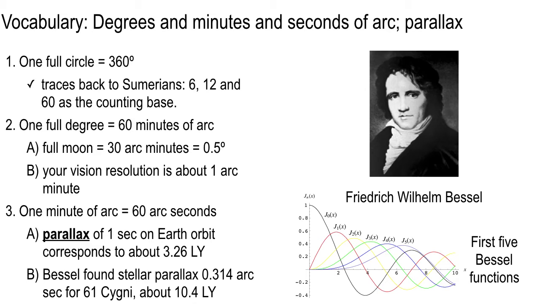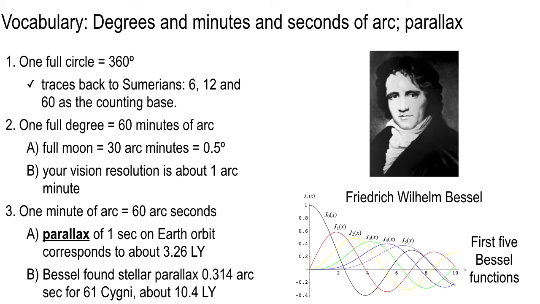Star number 61 in the summer constellation Cygnus. We figured out it is a certain fraction of a parsec, about 10.4 light years. ly is a light year. So he was the first guy to actually measure it.